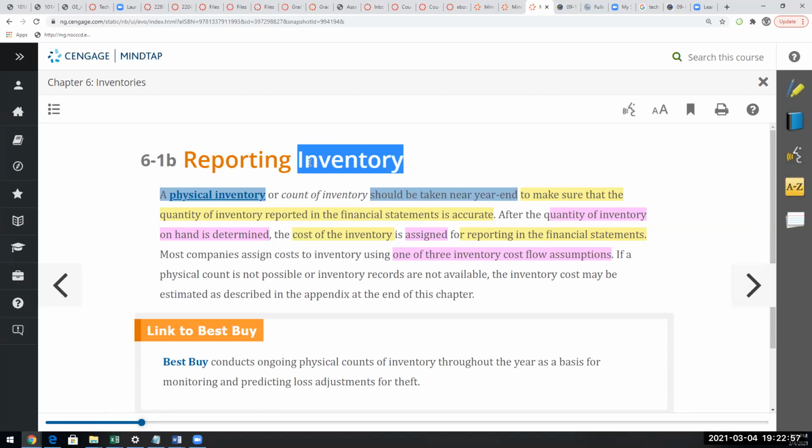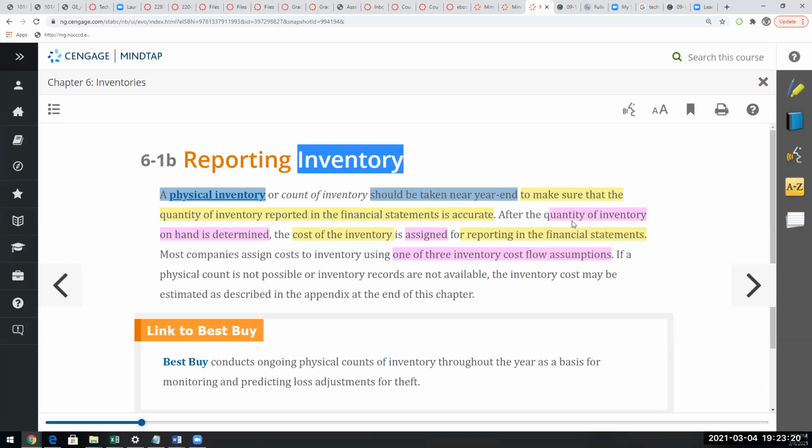And so this is where it gets interesting, because number one, you took a physical count. That's what we did last chapter. So the physical inventory should be taken at the very end of the year to make sure that the amount of inventory that's on your balance sheet is accurate. So whatever you put on your balance sheet for the public to see has to be the truth.